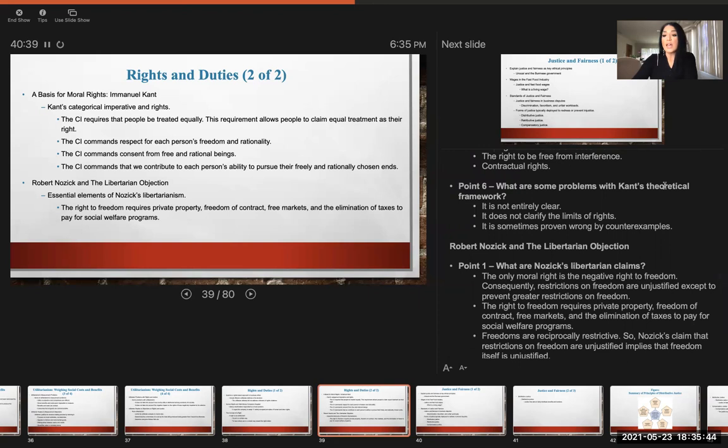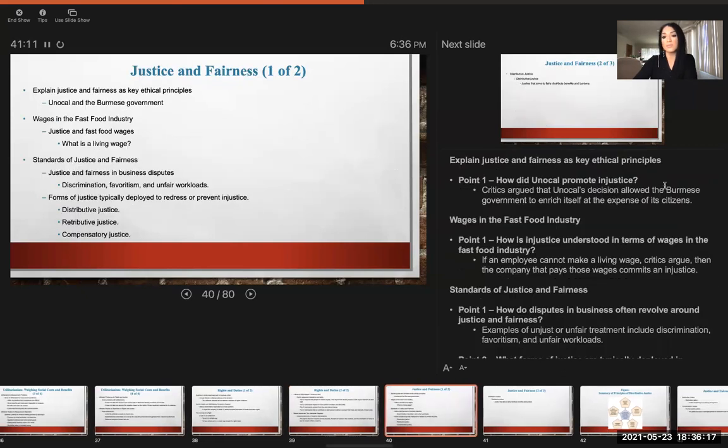Now let's talk about Nozick and the libertarian objections. We look at Nozick's libertarian claim that the only moral right is a negative right to freedom. Consequently, restrictions on freedom are unjustifiable except to prevent greater restrictions on freedom. We look at the right to freedom as claiming private property, the freedom of contract, a free market, and the elimination of taxes to pay for social welfare programs. Freedoms are reciprocally restricted, so Nozick's claim that restrictions on freedom are unjust implies that freedom itself is unjustified.